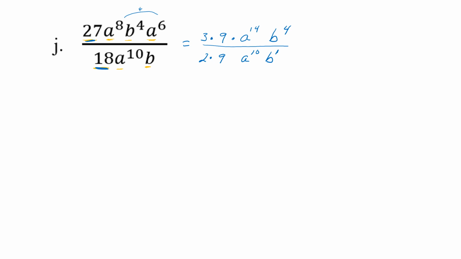These, 9 divided by 9 is 1, right? 14 minus 10, 4 minus 1. And this stays the same. Okay? So what do we end up with? 3. 14 minus 10 is a to the 4th. 4 minus 1 is b to the 3rd. Okay, we took care of that. We took care of this. We took care of that. 3/2. Okay.